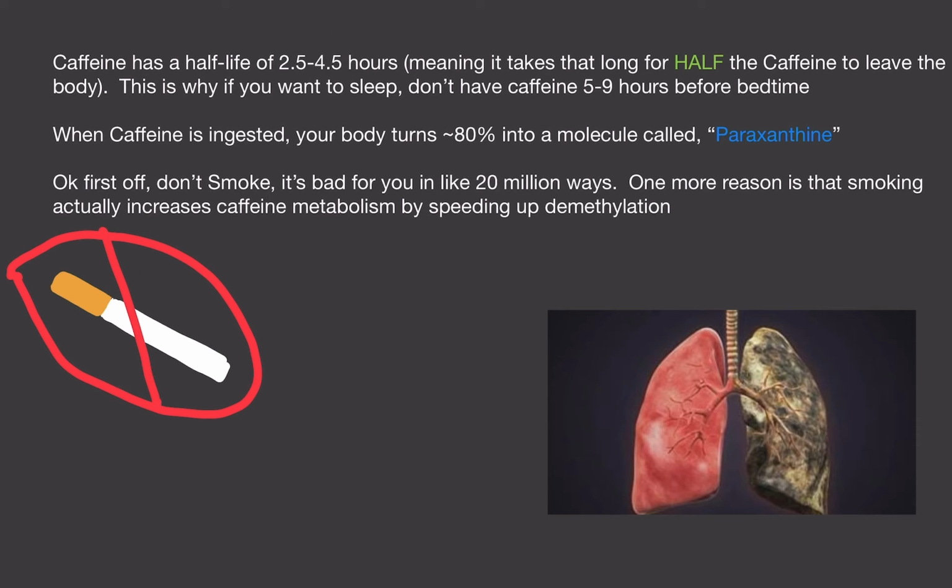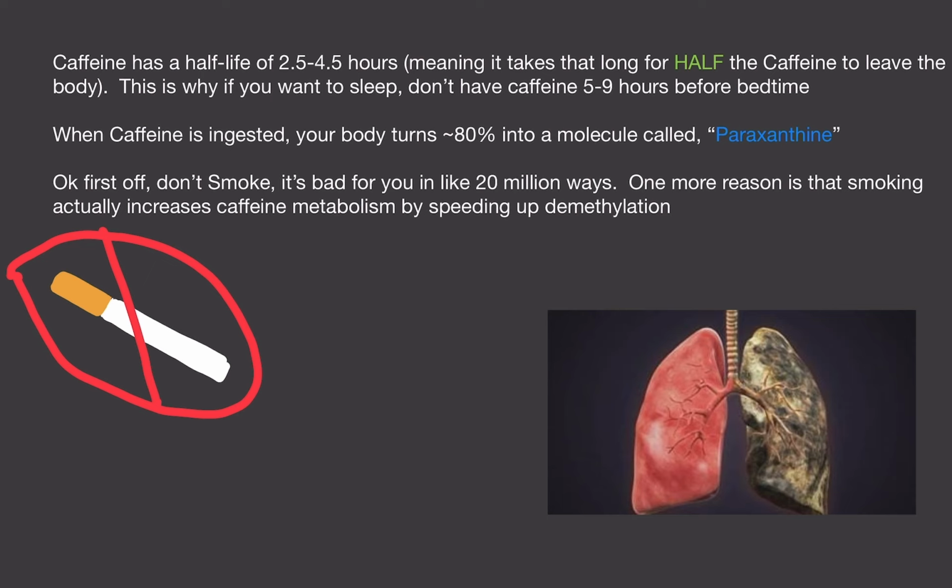When caffeine is ingested, your body turns roughly 80% of it into a molecule called paraxanthine. So paraxanthine actually also contributes to the effects of caffeine, which we're going to go over in a second.